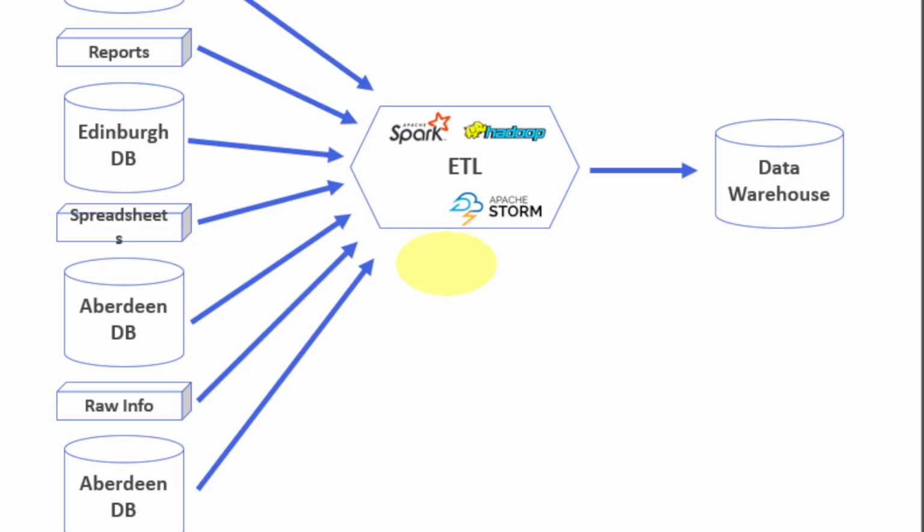Now, in the end, let's see the ETL tools: Apache Storm, Spark, Hadoop. These are the ones which you can use to build a data warehouse. So we have the Dundee database, we have reports, the Edinburgh database, we have spreadsheets, and in the Aberdeen database, we have raw information. This is all getting processed in ETL and that's going to the data warehouse.